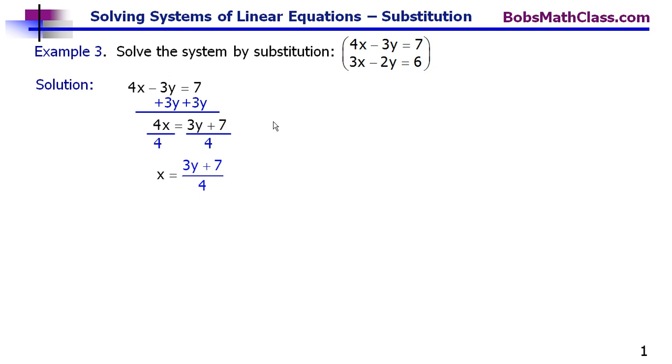Okay, now we need to write down the other equation. Which row is the other equation? This bottom row. We're going to replace the x with 3y plus 7 over 4. So this x is replaced with the right-hand side of this equation. And then bring down the minus 2y and the equals 6.